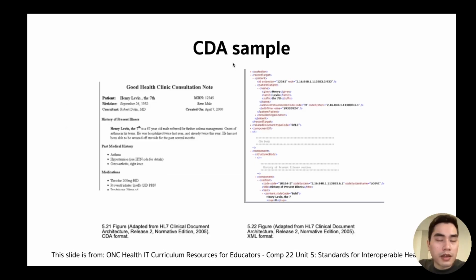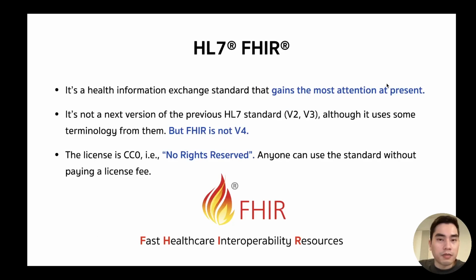And here is an example of CDA. It's just an XML document, and it also has human readable text, so even though you cannot interpret the XML message at all, you can still understand what is inside that message, that document. So that is the earlier standard of HL7.